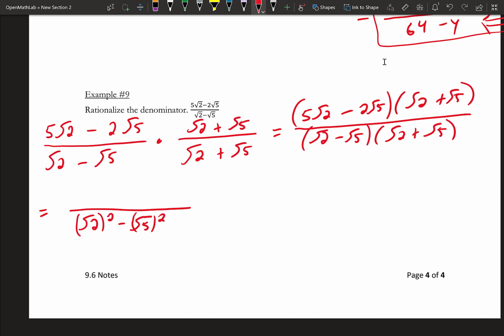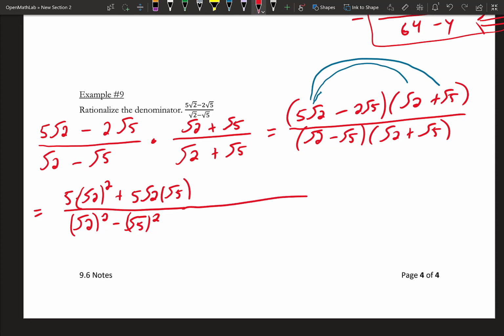Right, and then in the top we need to FOIL. So 5 radical 2 times radical 2 would be equal to 5 times radical 2 quantity squared. And then I would take 5 radical 2 times radical 5, so that would be plus 5 radical 2 times radical 5. And then I need to take these two and multiply, right? So that would give me minus 2 radical 5 times radical 2. And then lastly, multiply the last together, which gives me minus 2 radical 5 quantity squared.